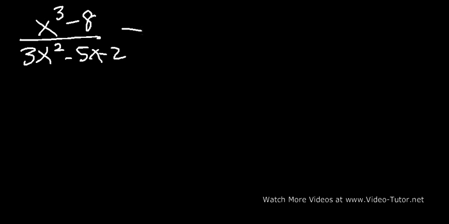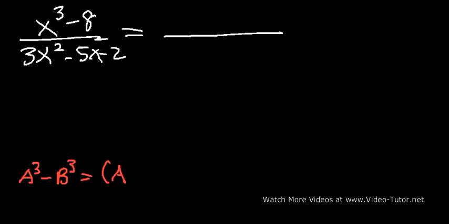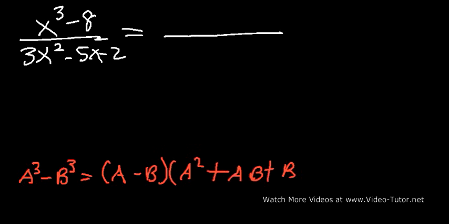So now what about this example? x cubed minus 8 divided by 3x squared minus 5x minus 2. Now, in the numerator, what we have is a difference of perfect cubes. And the equation that you want to use for that is a cubed minus b cubed, which is equal to a minus b times a squared plus ab plus b squared.